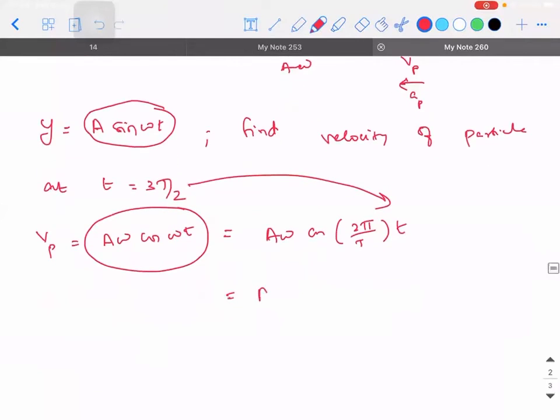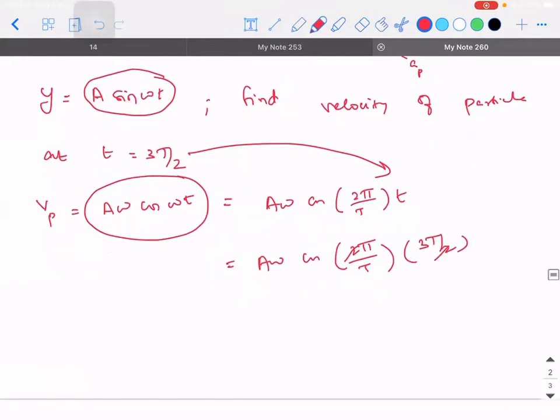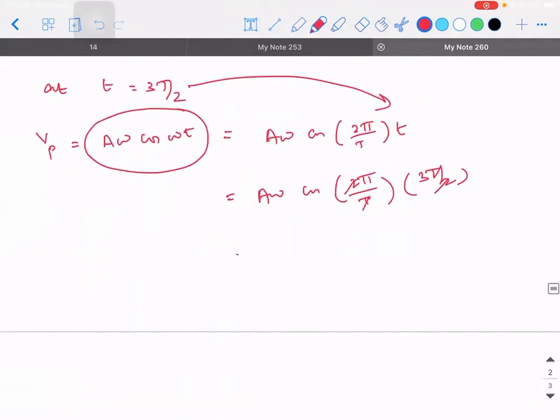So what will you get? A omega into cos of 2 pi by capital T into 3T divided by 2. 2 and 2 will get cancelled. T and T is gone. So you'll get A omega into cos 3 pi. Cos 3 pi is minus 1. So minus A omega is the answer. That is exactly after 1.5 time periods. Are you able to understand?